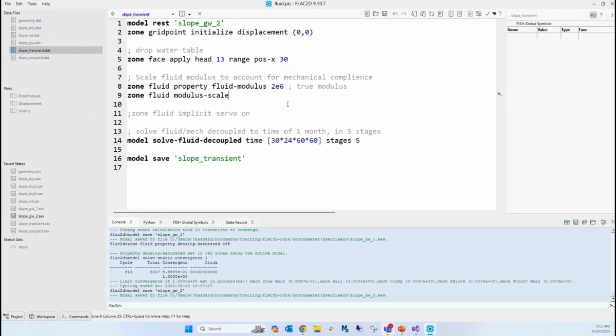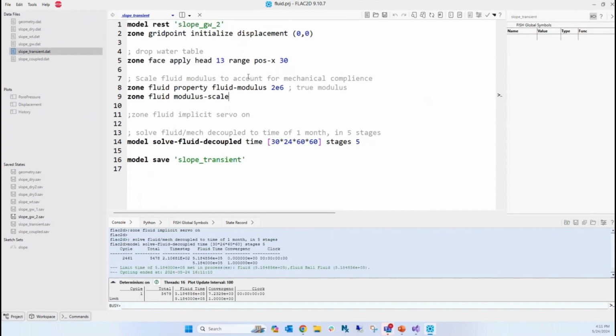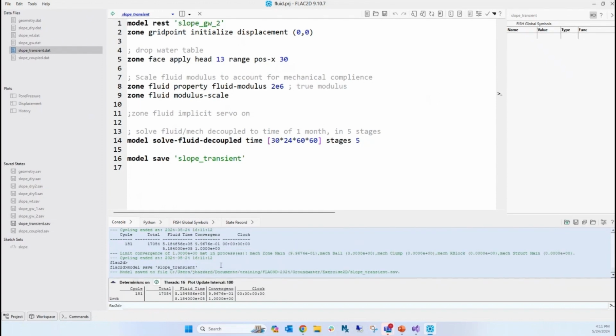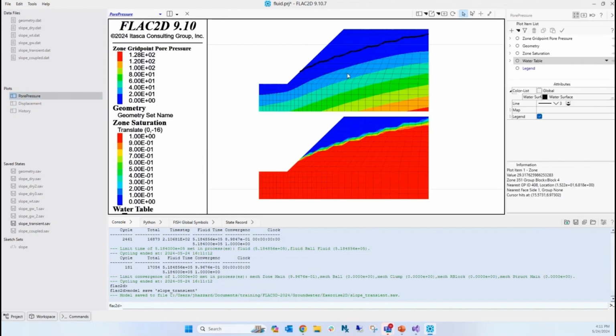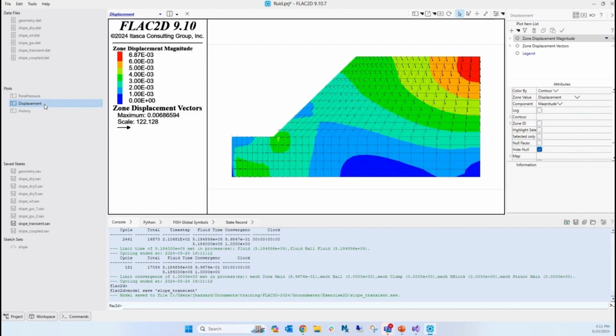So this is just an easy way to do this sort of decoupled analysis, whereas you do fluid, solid, fluid, solid, fluid, solid. So we can just run this whole thing. You can see that it's flipping back and forth between fluid and solid here. In the end, the total fluid time is 5.18 E5. And we've solved to some converged state. You can look at the pore pressures, more or less the same as we saw before. You can look at the displacements, similar to what we saw before.